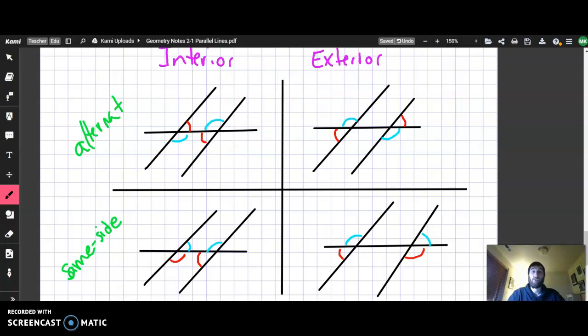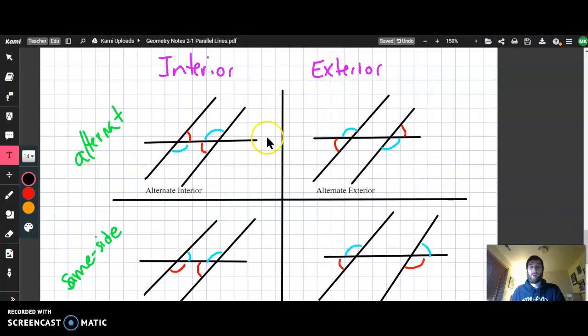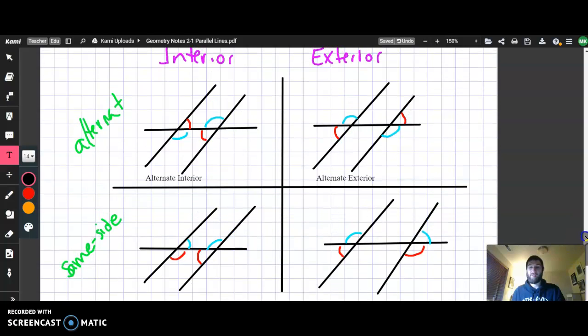So the blue angles match with each other for our angle relationships. The red angles match with each other for our angle relationships. So that's how we use the names. Alternate interior, then we have alternate exterior, because we have them on different sides and on the inside, then on different sides and on the outside. I wasn't anticipating that. There you go. Different sides and on the outside. And then you look down below, we have the same side interior.